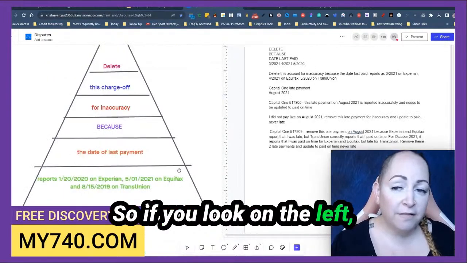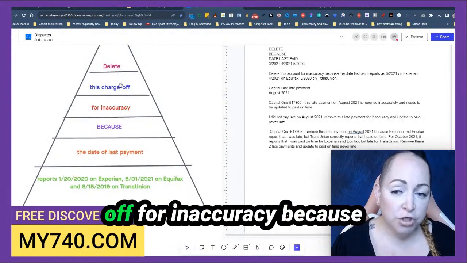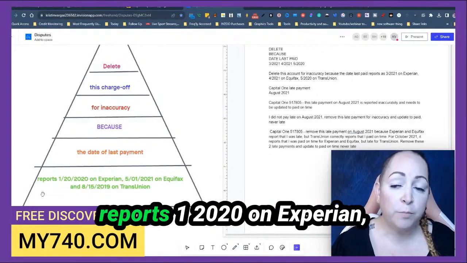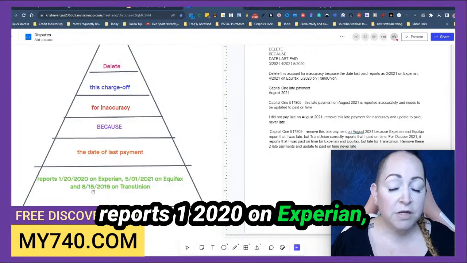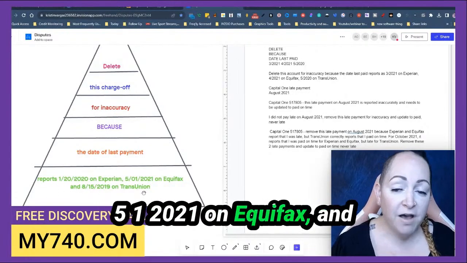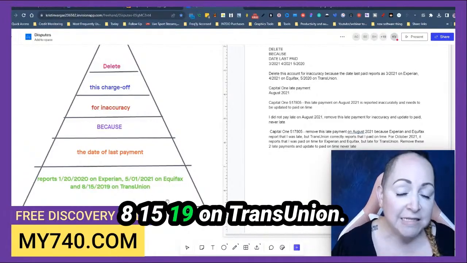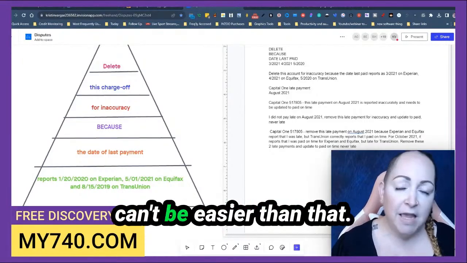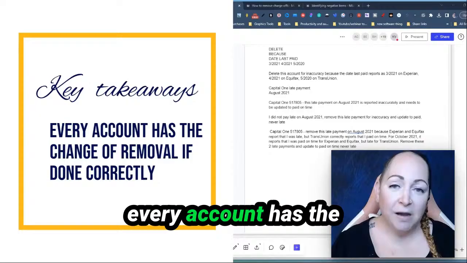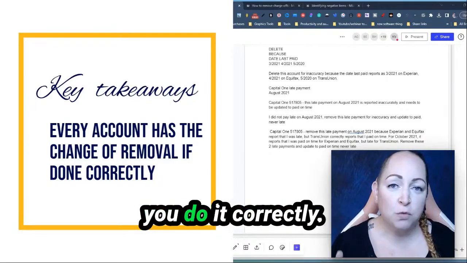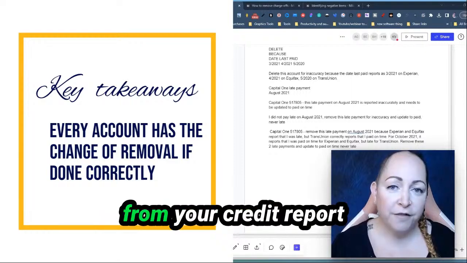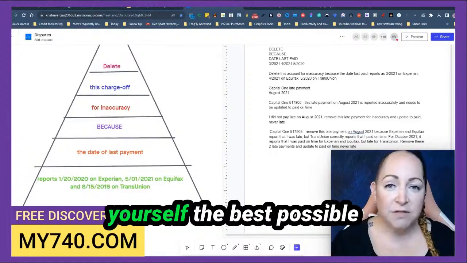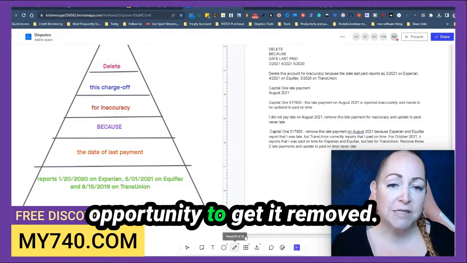So if you look on the left, it says delete this charge off for inaccuracy because the date of last payment reports 1/2020 on Experian, 5/1/2021 on Equifax, and 8/15/19 on TransUnion. When we put it together, we get our full dispute reason. It can't be easier than that. Every account has the chance of removal if you do it correctly. If you take the information from your credit report and you plug it into this system, you are giving yourself the best possible opportunity to get it removed.